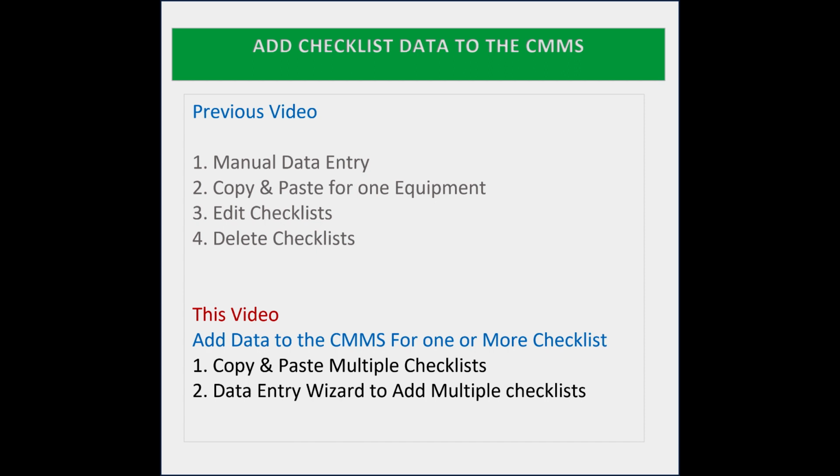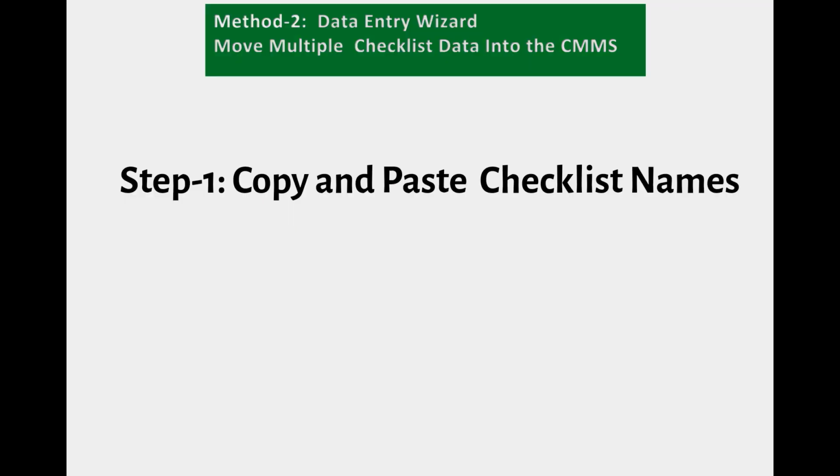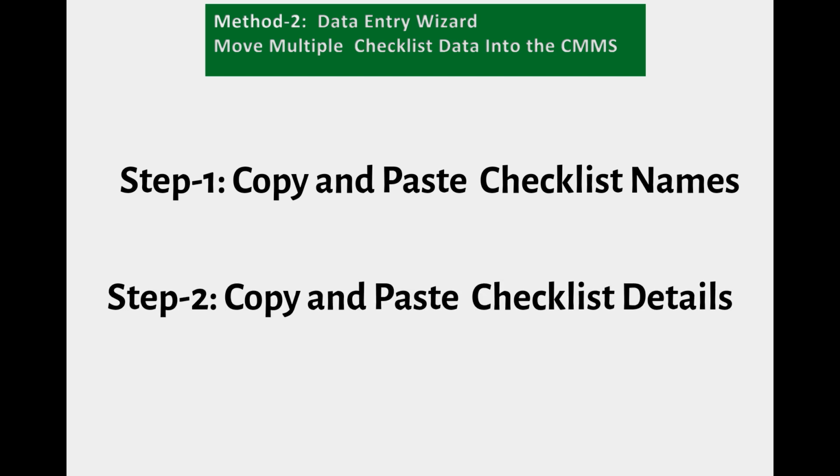So, let's get started. Method number 1, the copy and paste method. This method allows you to add all checklist data for all the equipment at your facility using 2 steps. Step 1, copy and paste the checklist names. Step 2, copy and paste the checklist details.